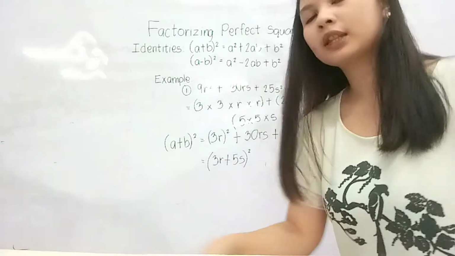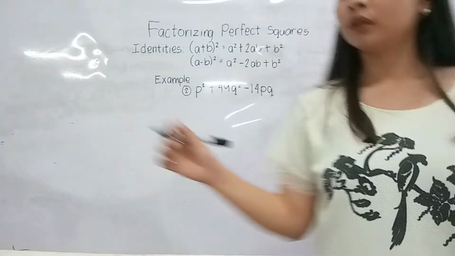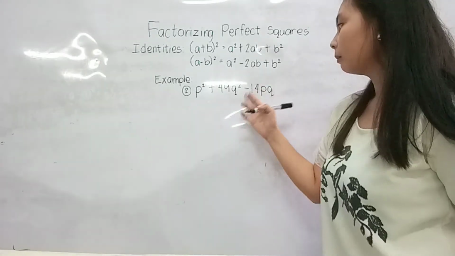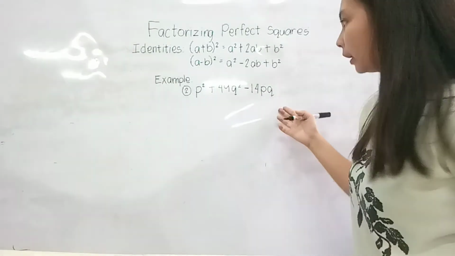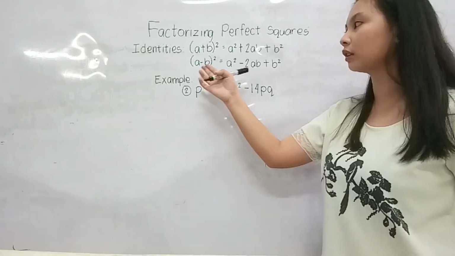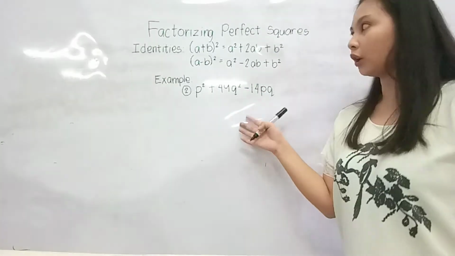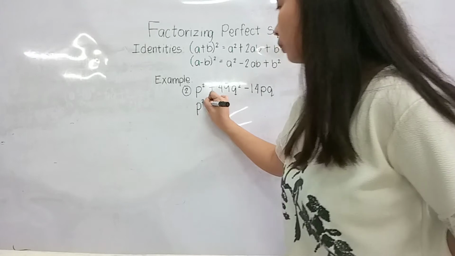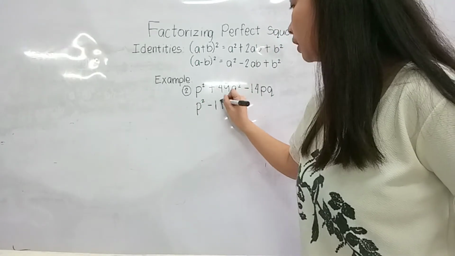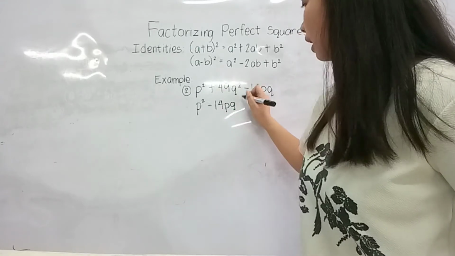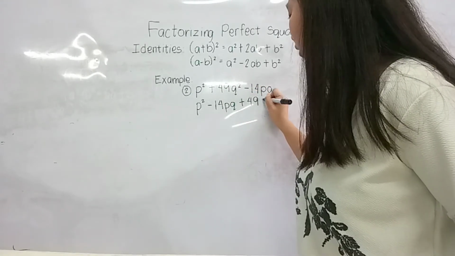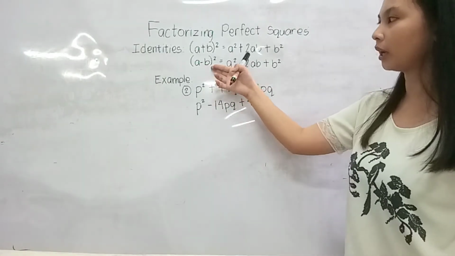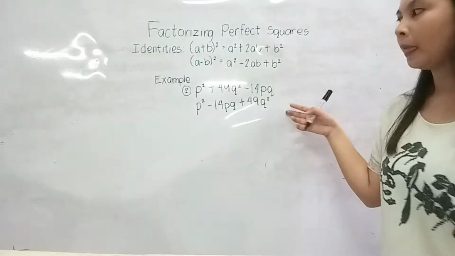So, let's have a next example. For this next example natin, we have p squared plus 49q squared minus 14pq. Ang gagamitin naman natin for this example is yung ating pangalawang identity. Kung nalilito kayo kung bakit hindi sila magkamukha, pwede nyo naman silang i-rearrange. So, we have p squared minus 14pq plus 49q squared. Magkamukha na sila kapag in-expand si (a minus b) squared.